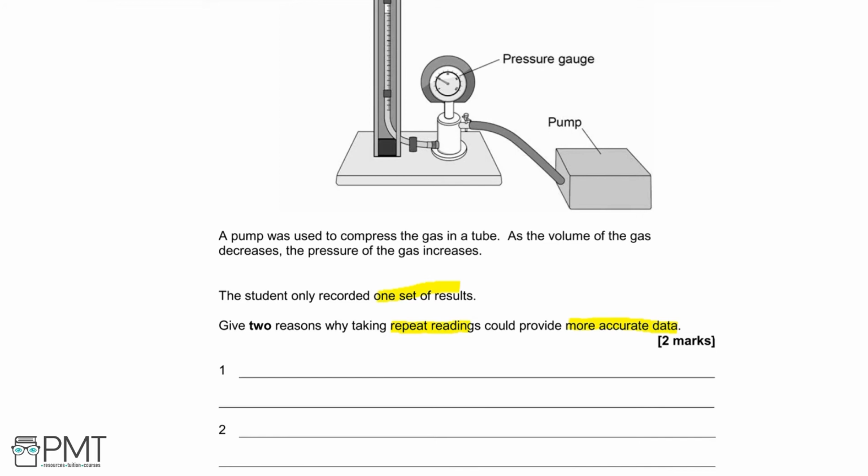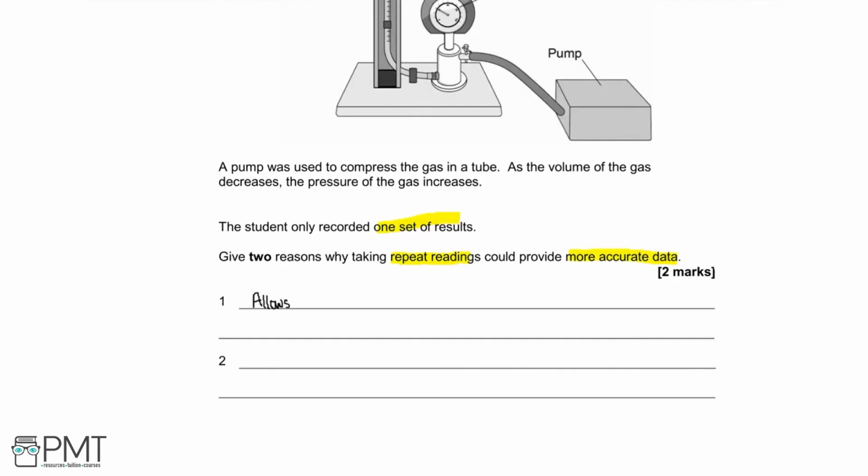So the first reason why we would take repeat readings is in order to be able to remove anomalies when we recognise them. If we have just 1 reading for 1 volume of gas, then we don't know if this is the sort of trend that our data should be showing. However, if we had 3 pressure readings for this 1 volume of gas, and one of them is completely different to the other 2, then we could say that is an anomalous result and we could remove it. Our first point is that taking repeat readings allows us to remove anomalies.